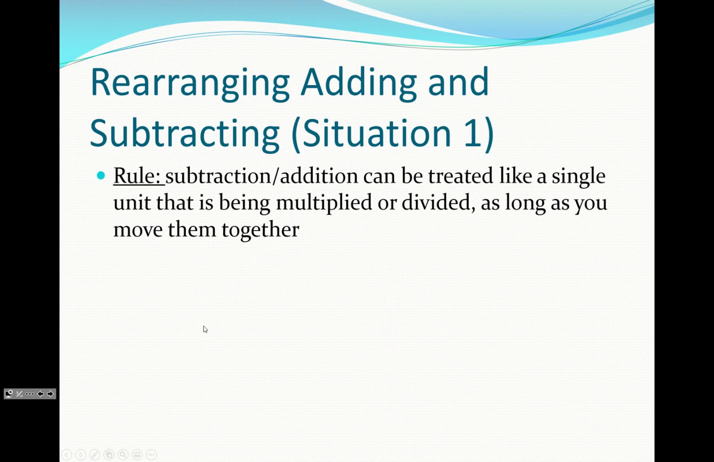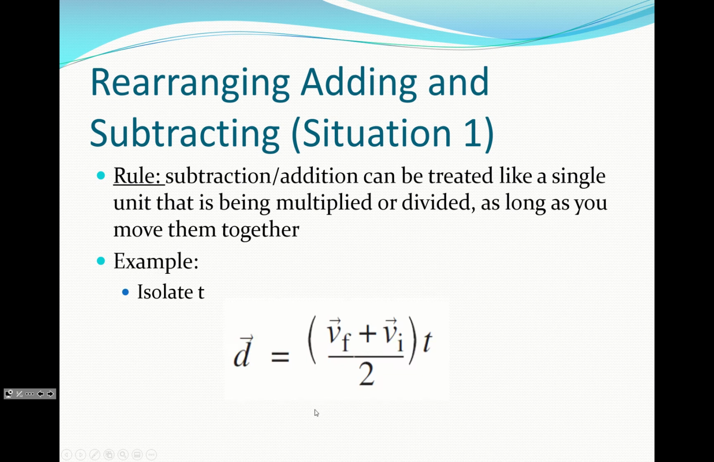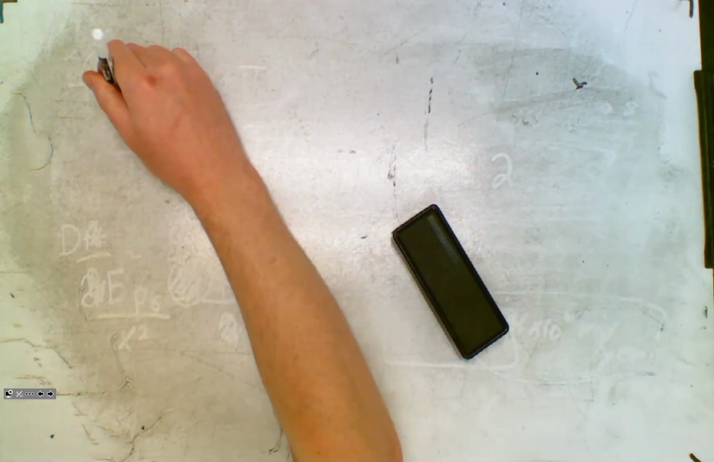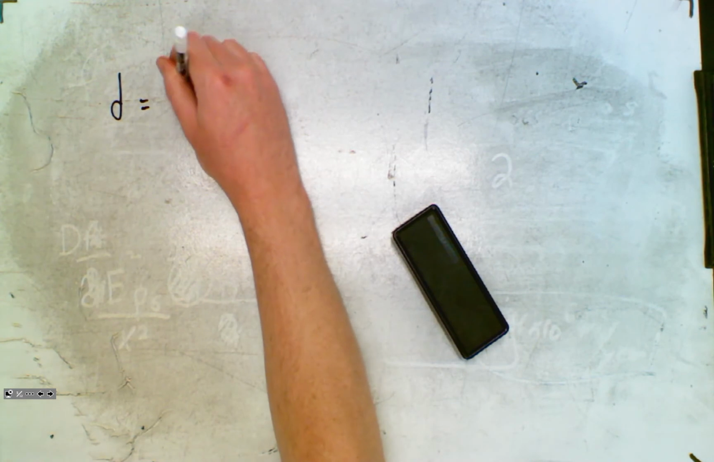So these are the two most difficult situations: rearranging with adding and subtracting. This is the first situation. Addition and subtraction can be treated like a single unit that's being multiplied or divided as long as you move them together. So we have this equation here. Isolate t: d equals (vf plus vi) over 2 times t. You can see that t is by itself. When t is by itself, it means that it's on top. So I'll write it out. I don't need to put those vector symbols in there to rearrange.